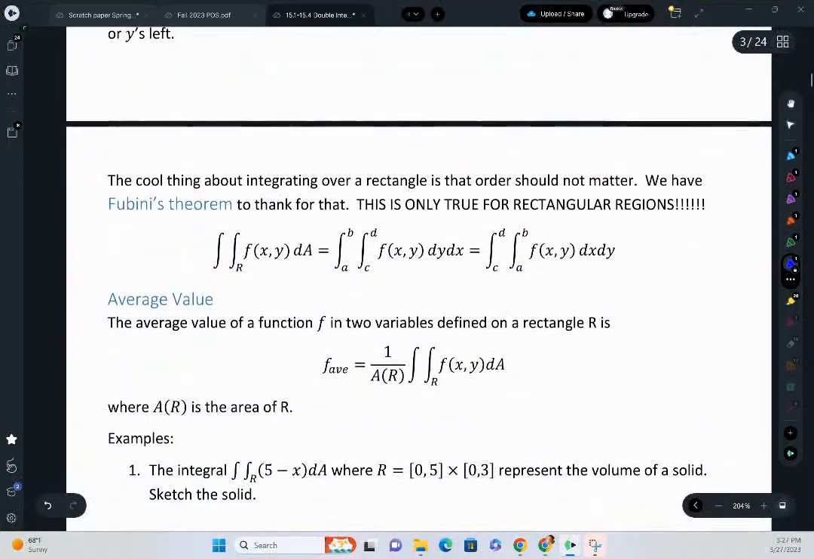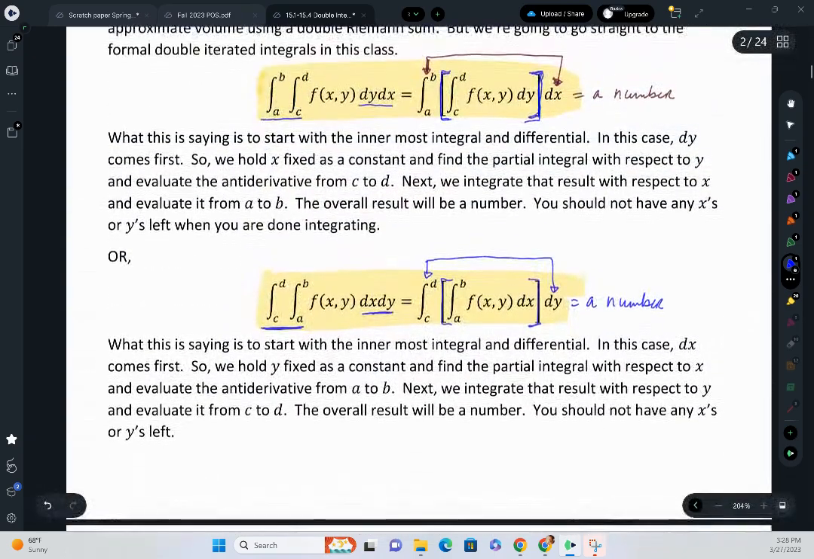All right, so the cool thing about integrating over an integral is that it doesn't matter which way we integrate, and that's what I'm trying to show you in these two expressions up here. The only thing that matters is that the right numbers are going with the right differential. So the bounds for x go with dx. The bounds for y go with dy. Don't mix that up.